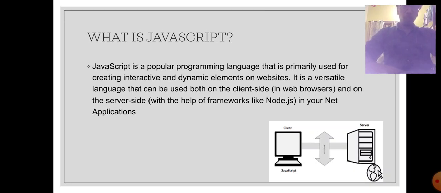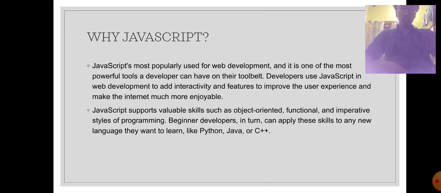JavaScript is a popular programming language that is primarily used for creating interactive and dynamic elements on websites. So this is the main use of JavaScript, and it is a versatile language that can be used both on the client side and on the server side in your .NET applications. The next thing is why we use JavaScript.